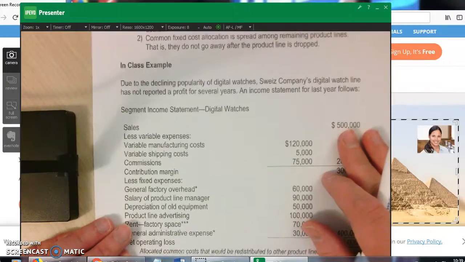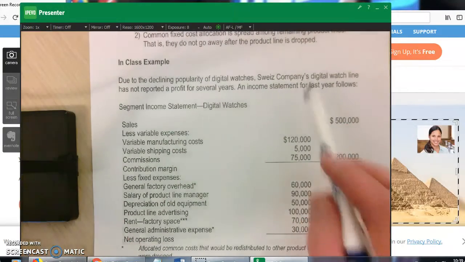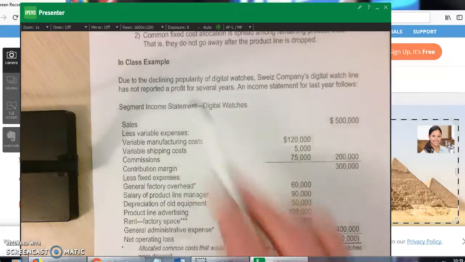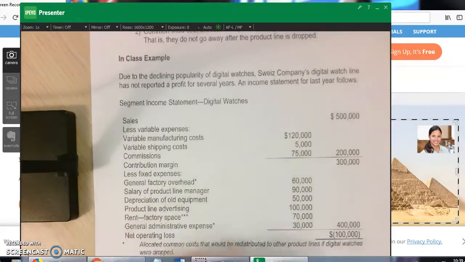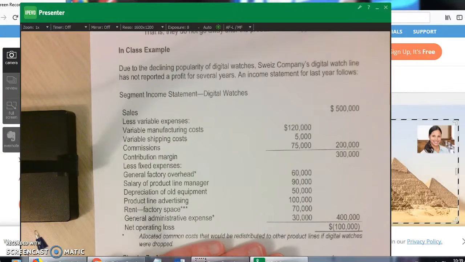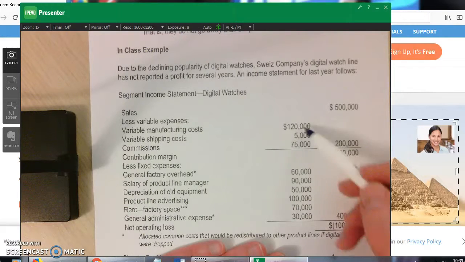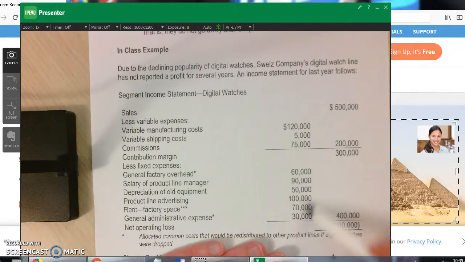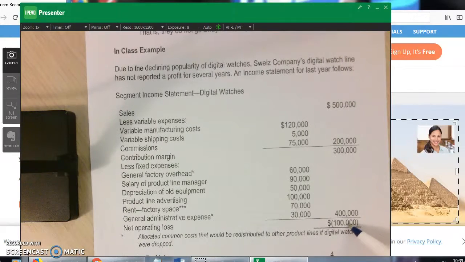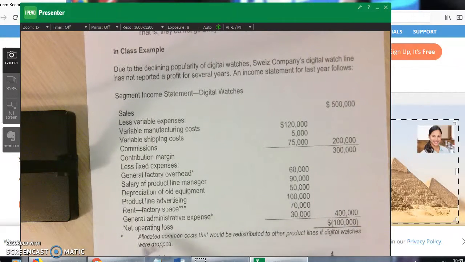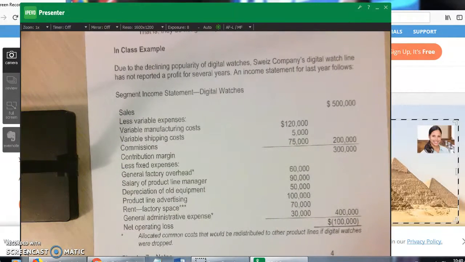So if we look at our example, it says due to the declining popularity of our watches, this watch line has not reported a profit for several years. Here's their income statement, and this is of course in the contribution margin format. We have our sales less our variable costs, less our fixed costs, and then we can see that we do have a net operating loss, okay? And we do have a few asterisks. We can look at this one, and these are the allocated common costs that will simply be redistributed to other product lines if we go ahead and drop the digital watch line.